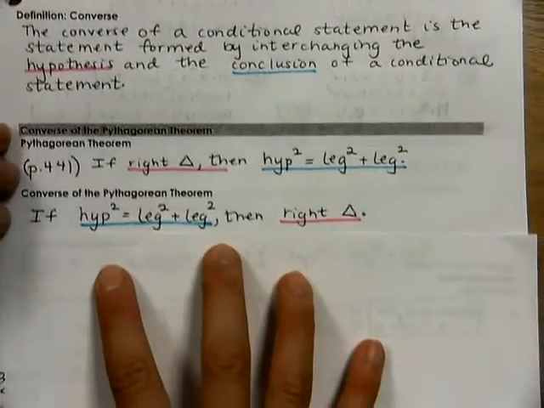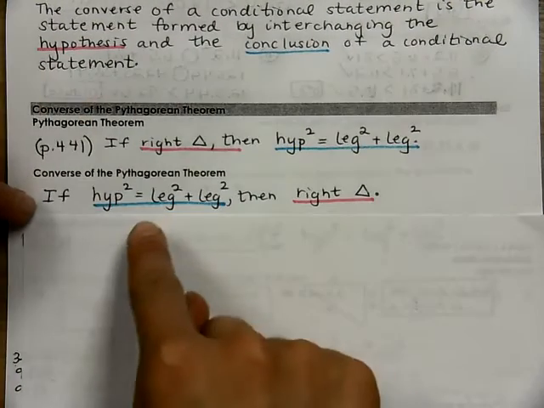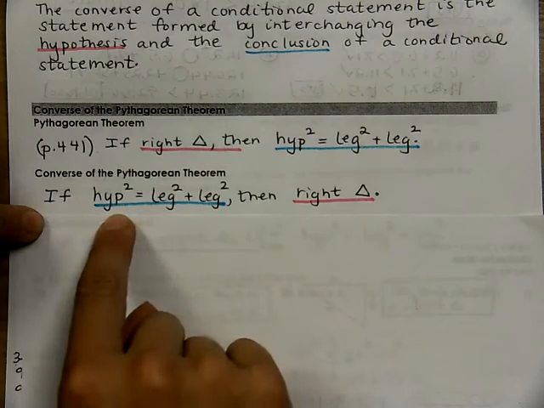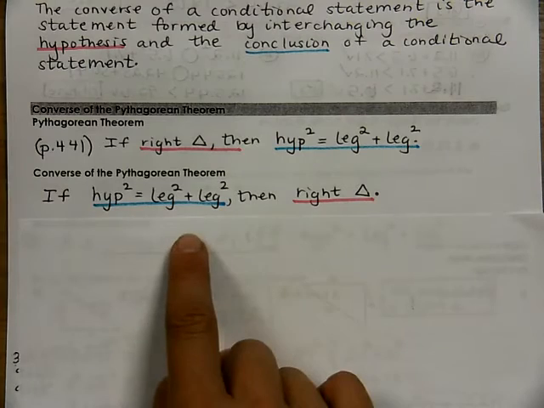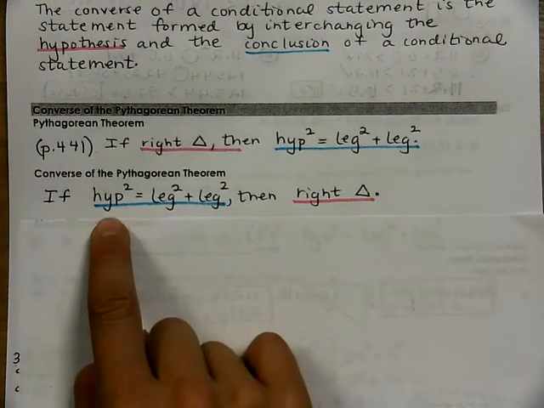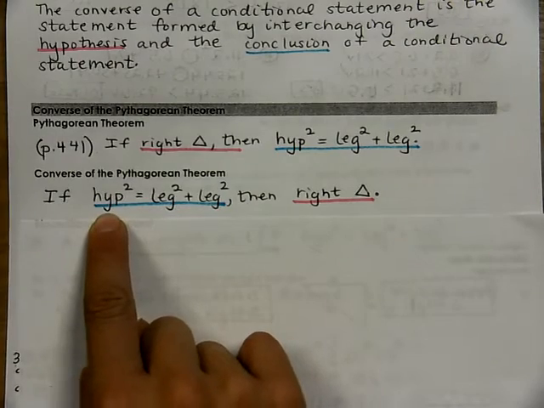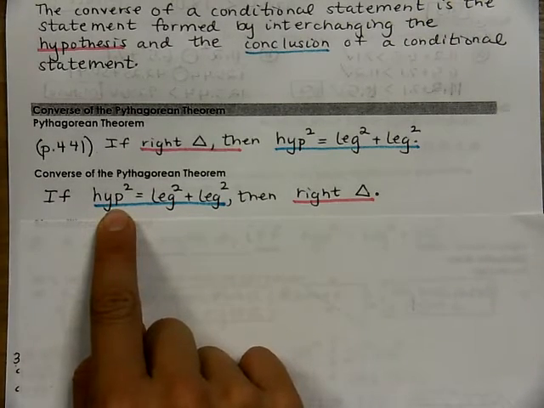The converse of the Pythagorean theorem we get if we interchange the hypothesis and conclusion. So you'll see now, if the length of the hypotenuse squared is equal to the sum of the squares of the lengths of the legs, then we must have a right triangle. Now, we wouldn't call this the hypotenuse if it's not a right triangle, so we always look for the longest side length, because if we have a right triangle, then the longest side length would be the hypotenuse.